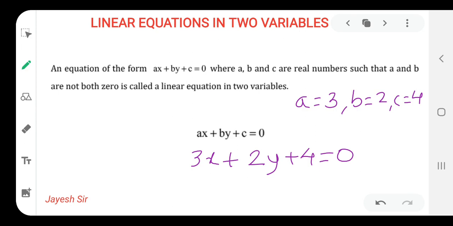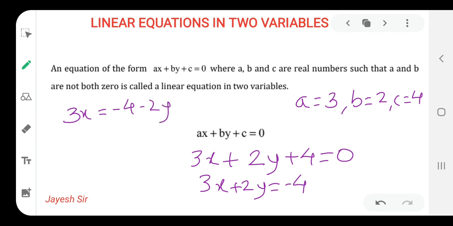The equation could be like this also: 3x plus 2y equals to plus 4. After going this side it will become minus 5. In this way also the equation could be given to you. Another format in which the equation could be given to us would be 3x over here, next, minus 4 minus 2y. In this format also the equation could be given to us.